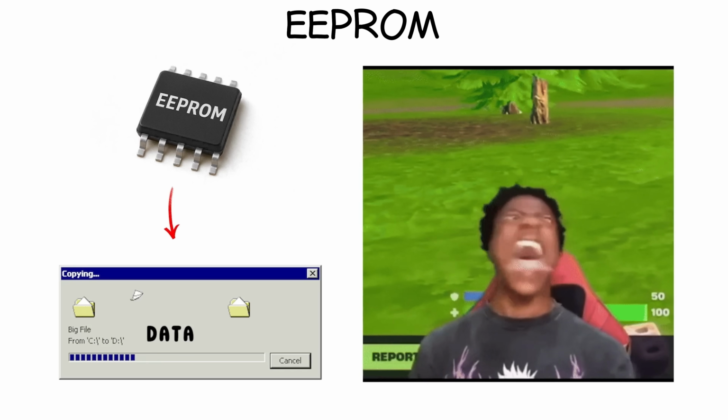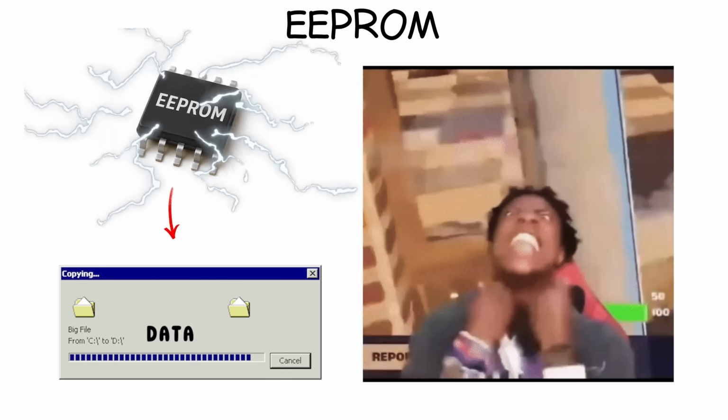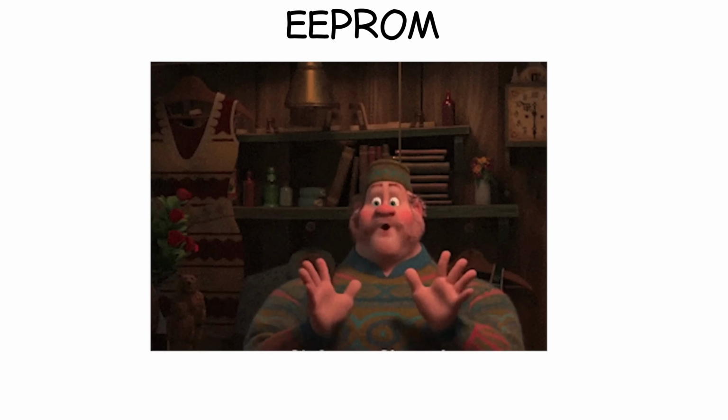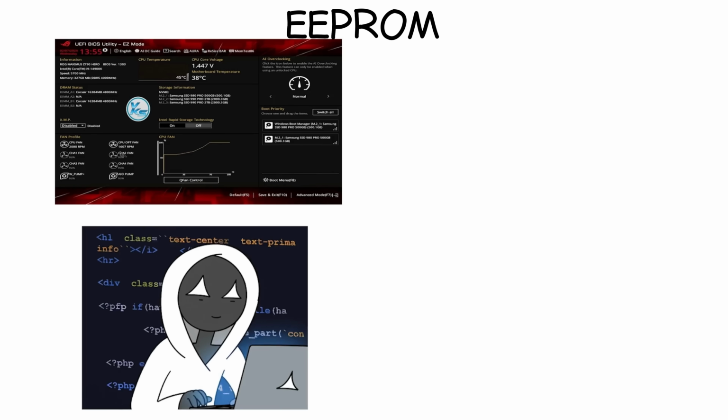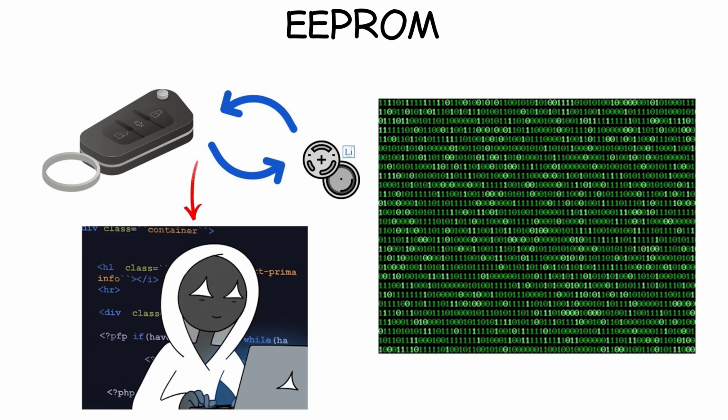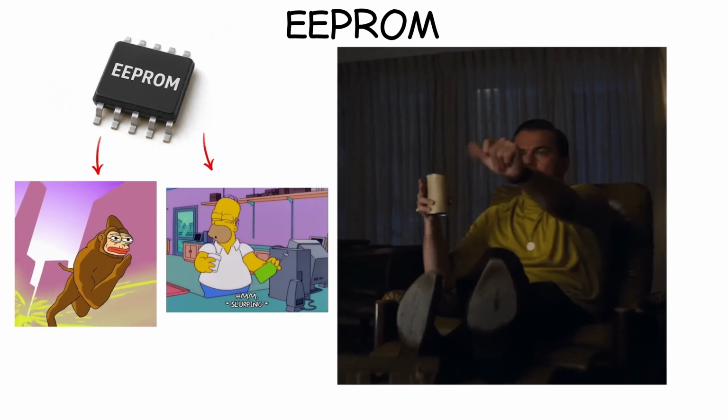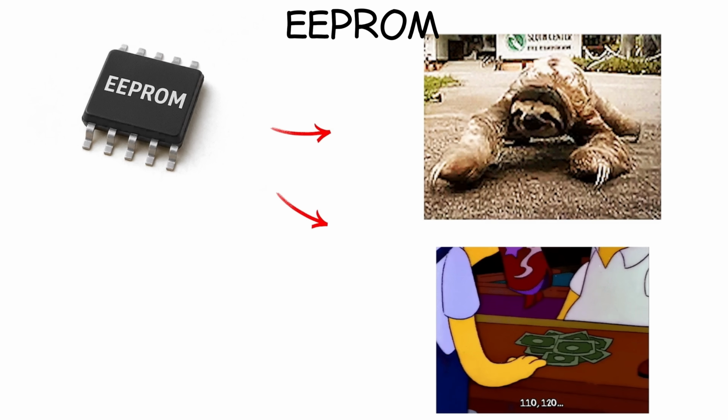EEPROM is used to store small amounts of data that need to survive a power loss, but also need occasional updates. Things like BIOS settings on a motherboard or firmware in car key fobs. Its main limitations are speed and cost. It is slower and more expensive per bit than flash memory.